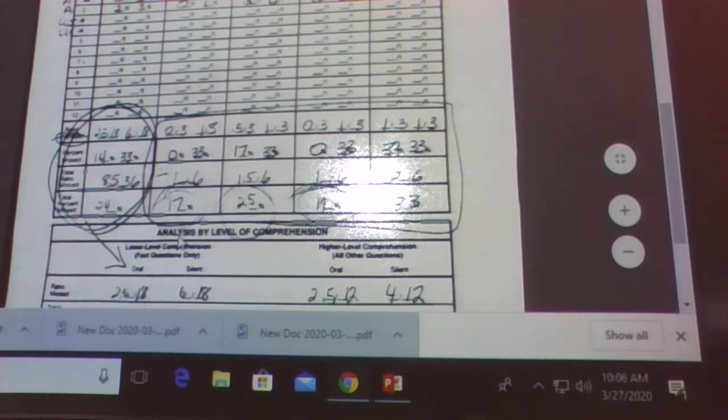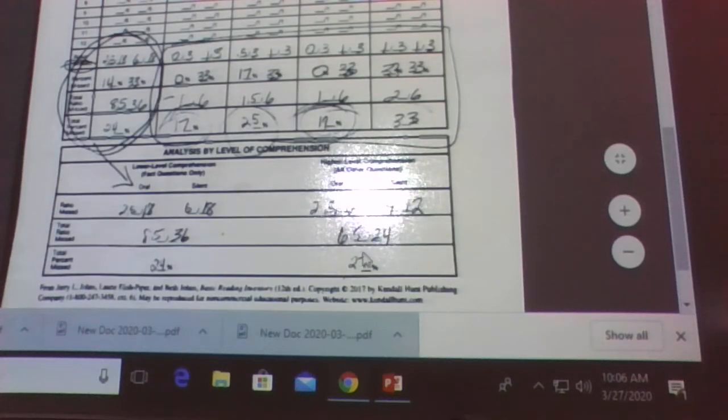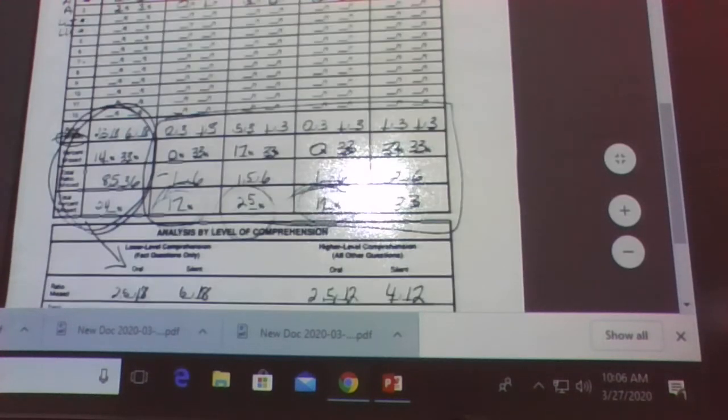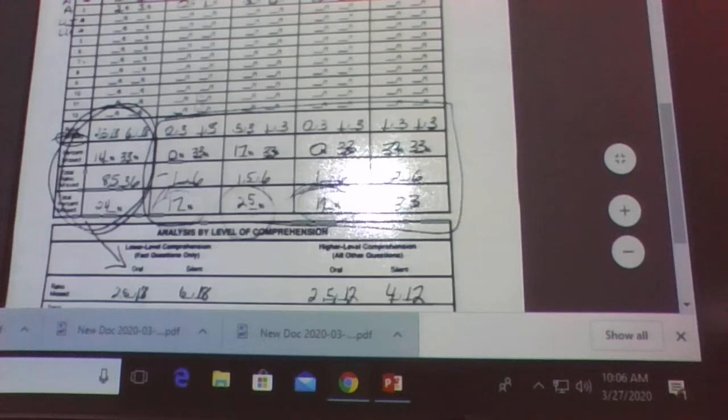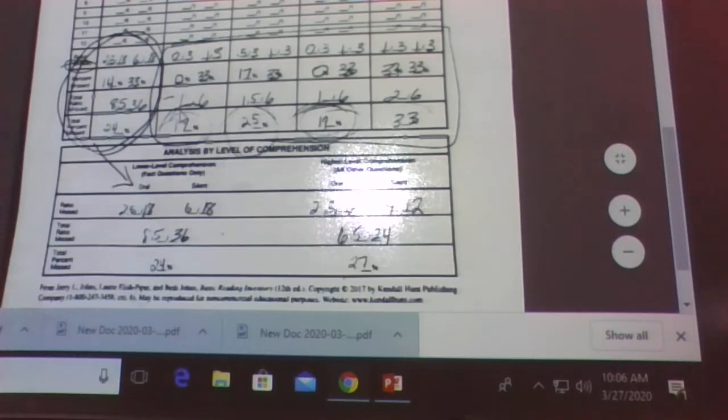So we're going to take all four of these areas and combine them down here. What we're going to do is use these numbers to combine down here. If you remember, we have topic. So we're going to take the number of oral reading questions, and we're going to add, for all of these remaining categories, the number of oral questions missed.